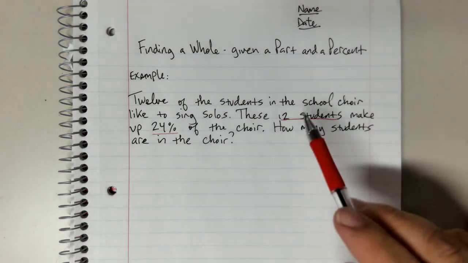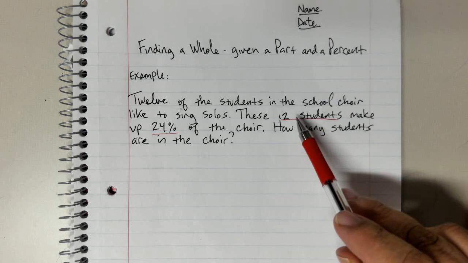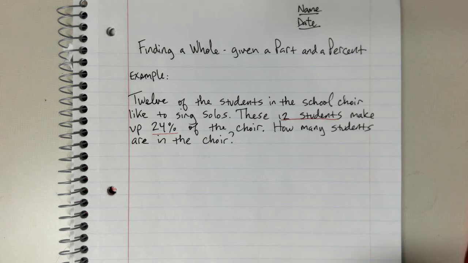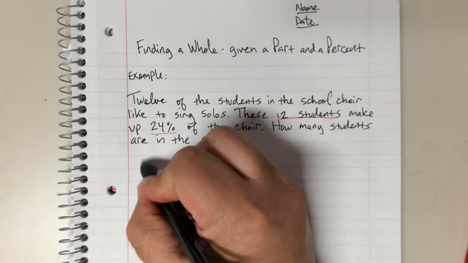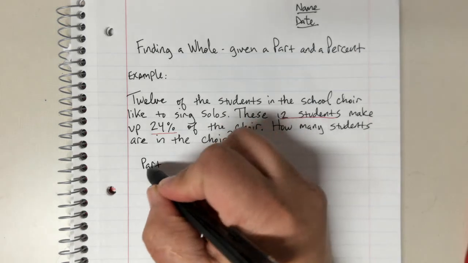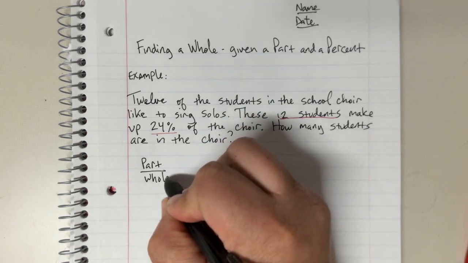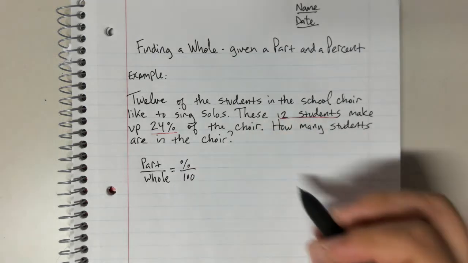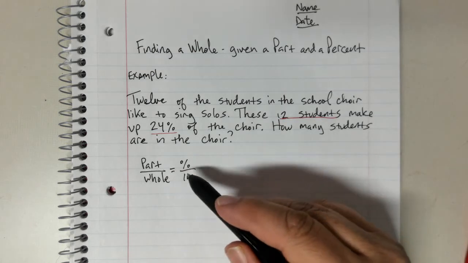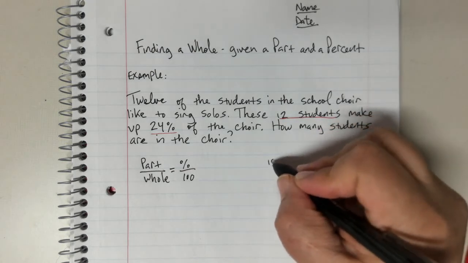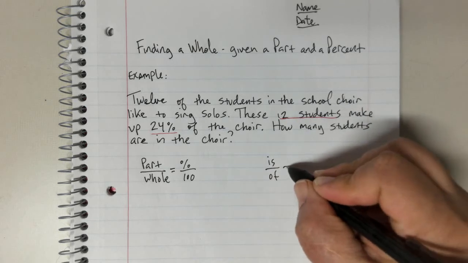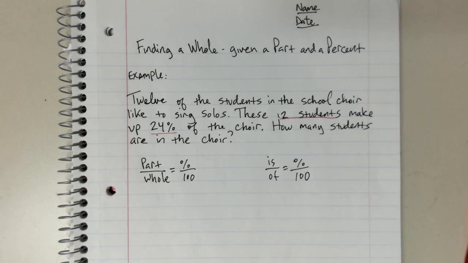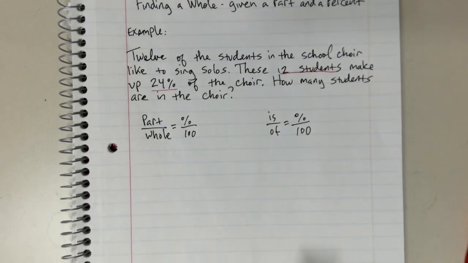So we know that these 12 students must be the part because they do not make up 100%. So we're going to use part over whole. And this is what you're going to use for basically any problem. Any percent problem: part over whole equals percent over 100. Now this is equivalent to saying is over of equals percent over 100.